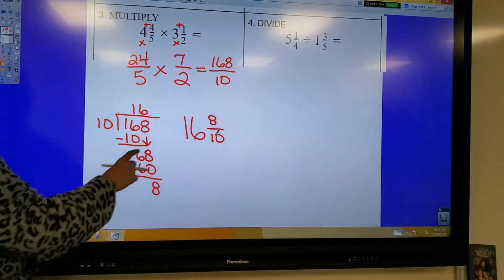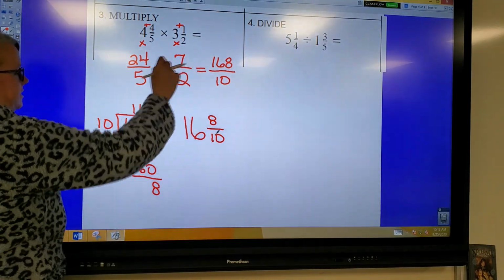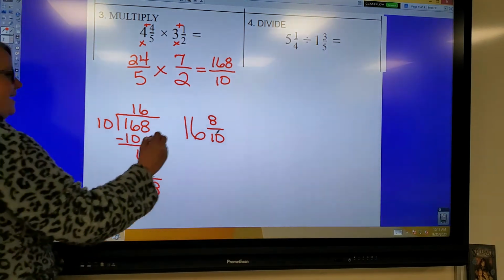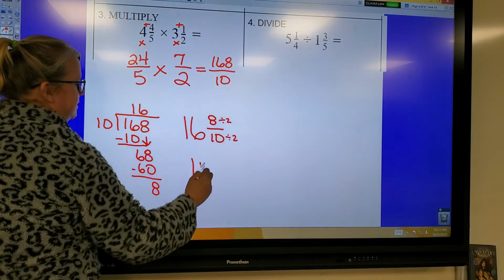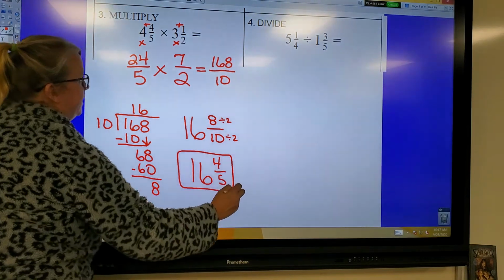You can always double check that. Remember, 10 times 16 is 160, plus 8 is that 168. So you can always double check your mixed number. Now this is still not simplified because 8 and 10 can both be divided by 2. So it's going to be 16 and 4 over 5 as your final answer.